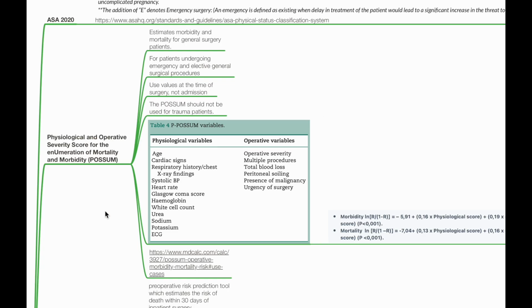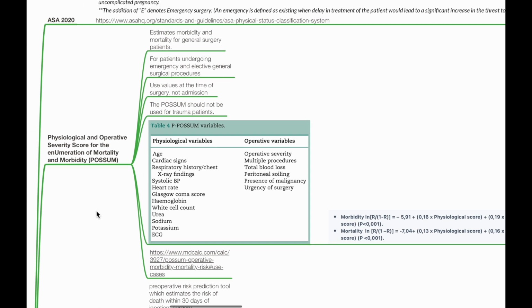Next is the Physiological and Operative Severity Score for enumeration of mortality and morbidity, POSSUM. This estimates morbidity and mortality for general surgery patients. It is for patients undergoing emergency and elective general surgery. Use values at time of surgery, not admission. Should not be used for trauma patients.